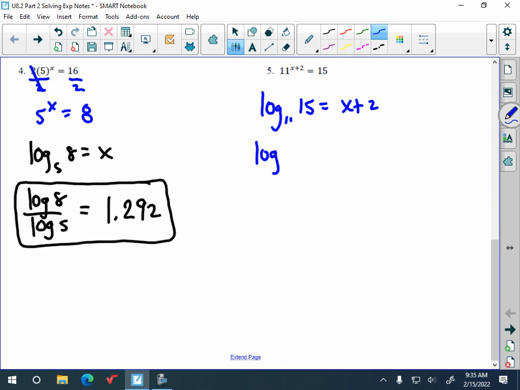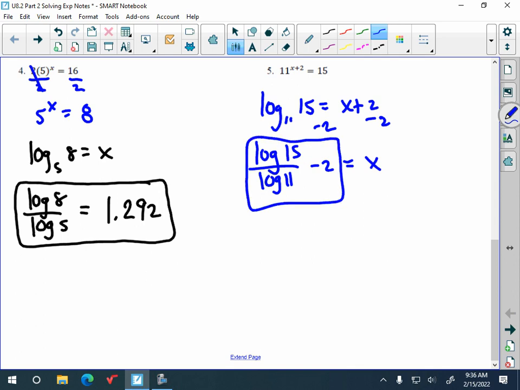Right, so log 15 over log 11. Okay, now I'm subtracting 2 over. So it looks like that. So log 15 over log 11, that's some decimal, and then we'll subtract 2 off of that decimal. All right, so the decimal is negative 0.871, I believe. Yes?